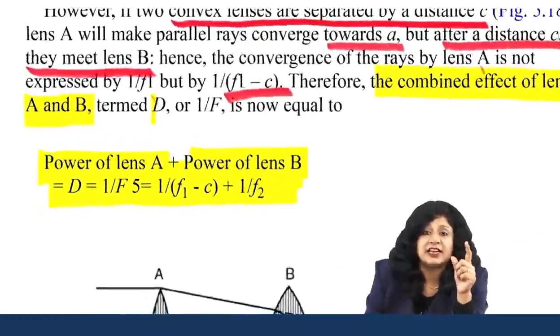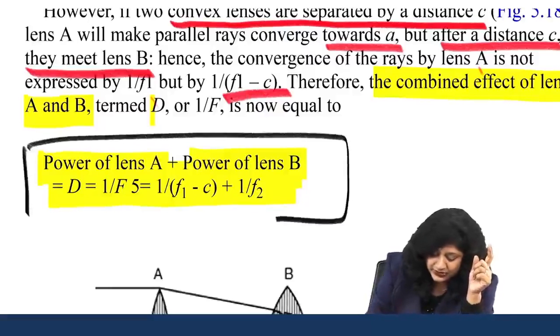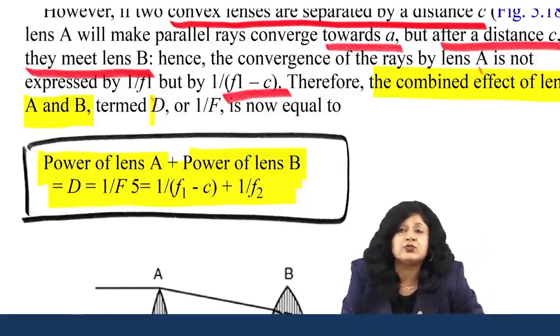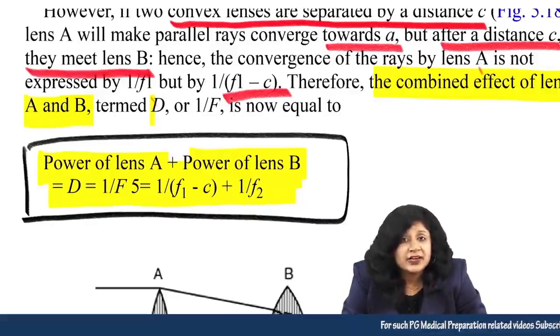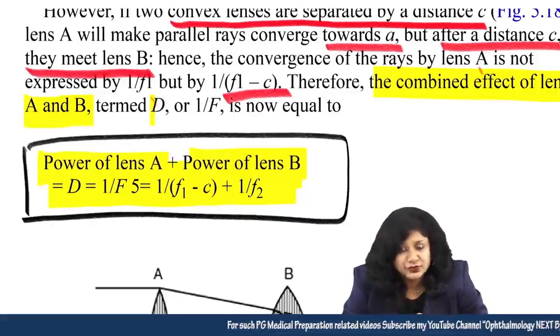This is again very, very important when you are considering these focal lengths. You can just add the two powers, or just add the two focal lengths, only when you have a negligible distance between the two lenses. If you have some distance which is not negligible, then you will have to subtract it from the focal distance of the first one. Okay.